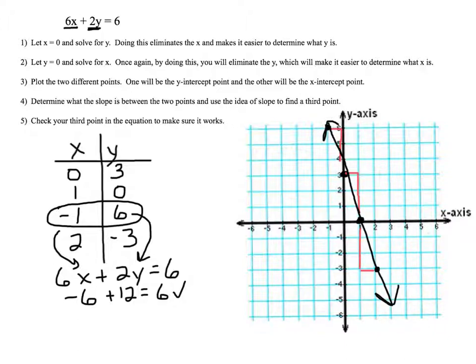Following these 5 steps is a pretty easy way of doing this, because once again I am giving the y-intercept and the x-intercept right away, and then using the idea of slope to find some other points.